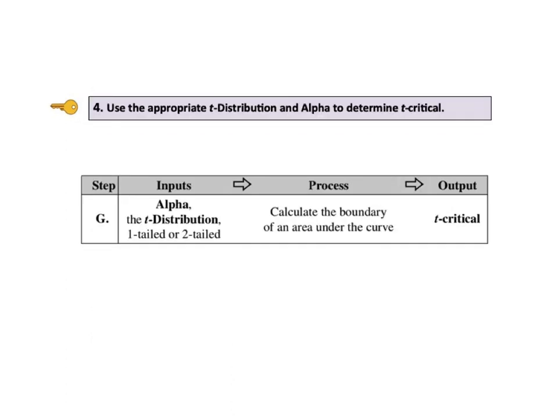Key to understanding number 4 tells us to use the appropriate t distribution and alpha to determine t critical. This is step G in the process. Given the t distribution and the information on whether it's a one-tailed or two-tailed analysis, the test uses the cumulative probability alpha to calculate the numerical value t critical. Critical values of t are available in tables or they can be calculated with spreadsheets or software. T critical and alpha convey the same information, and either one can be derived from the other along with the t distribution.